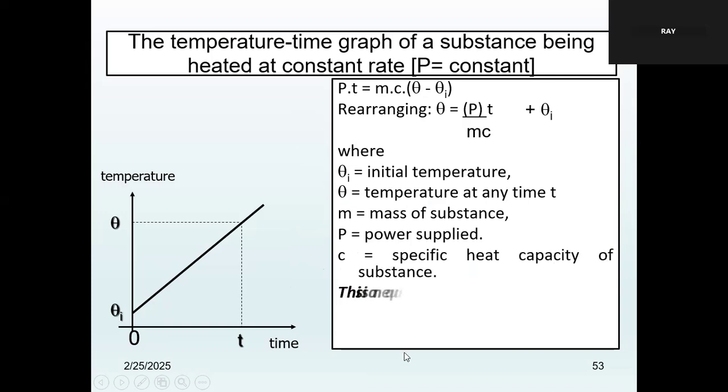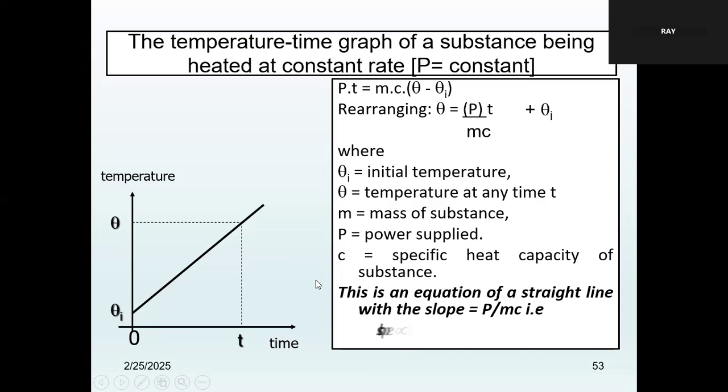Okay, so that's what the symbol means. So this is the equation of a straight line with a slope. That's the slope. Y is temperature against time. So basically the slope is inversely proportional to C, the capacity.